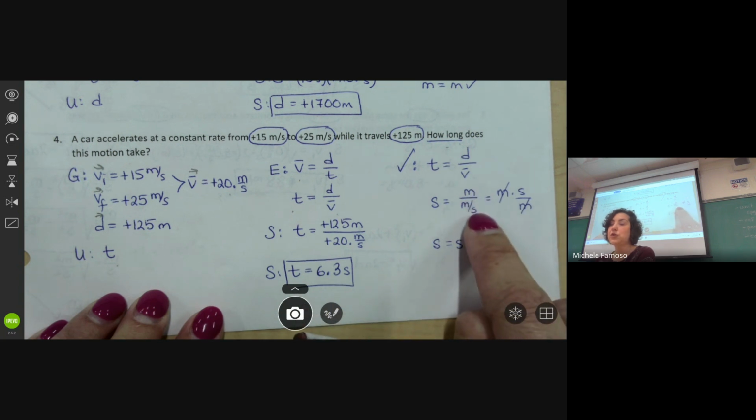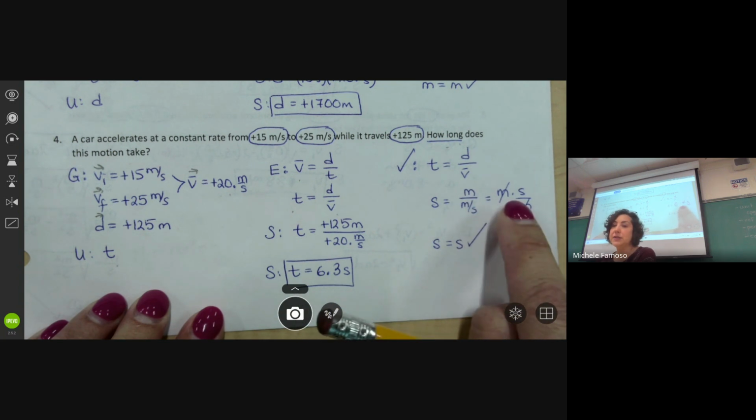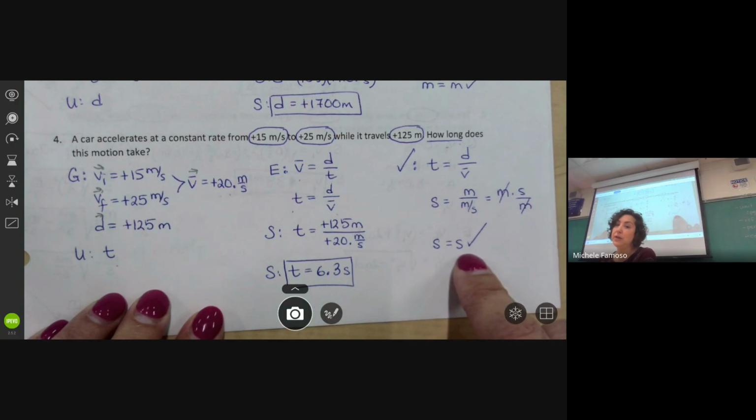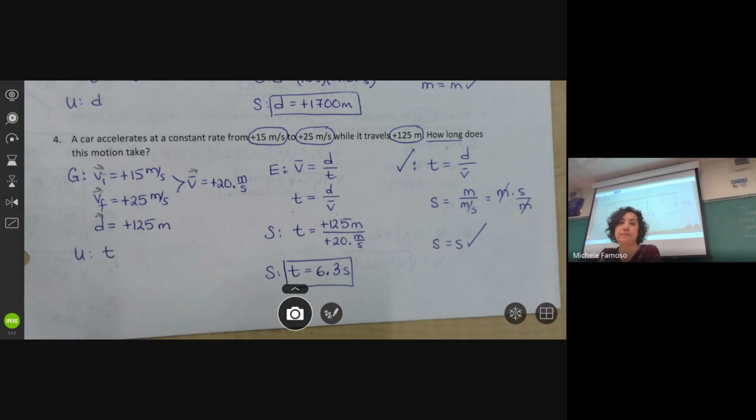So that's meters over meters per second, which is the same as meters times seconds over meters. The meters cancel, leaving you with seconds, which is the unit of time, which is what we want. Okay. Does that make sense? Okay. Anything else? Yep, Khalees.